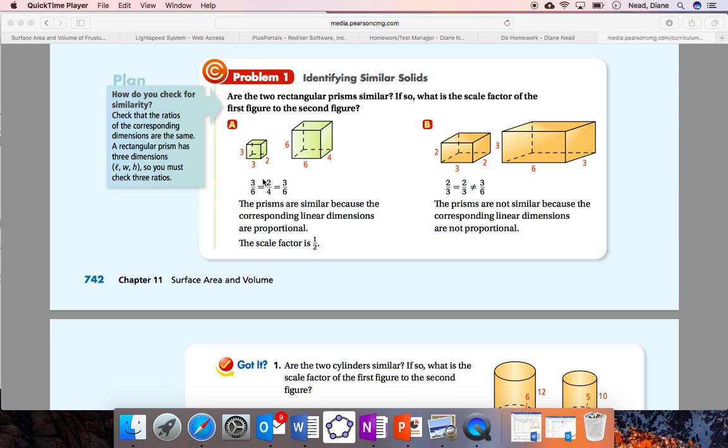On the left is an example of similar solids because they have the same scale factor. 3 times 2 is 6, 2 times 2 is 4, 3 times 2 is 6. On the right, we have an example of 2 figures that are not similar solids because they don't have the same scale factor. 2 over 3 is not equal to 3 over 6.